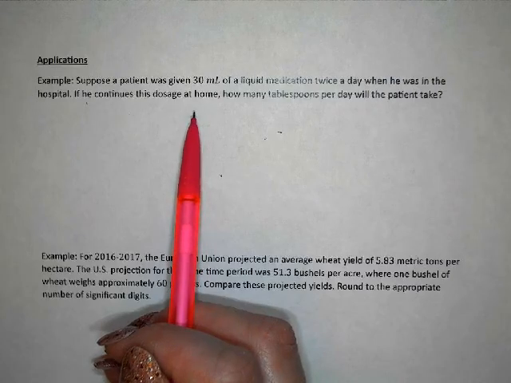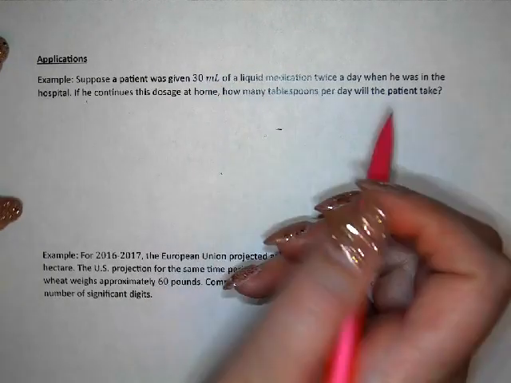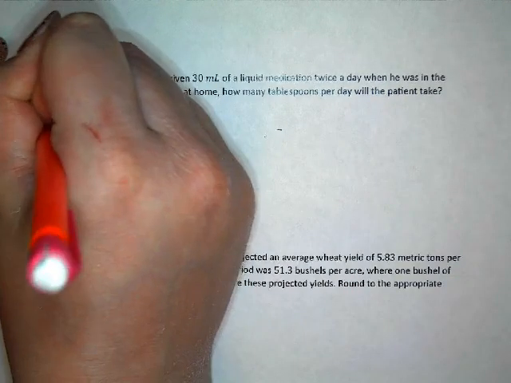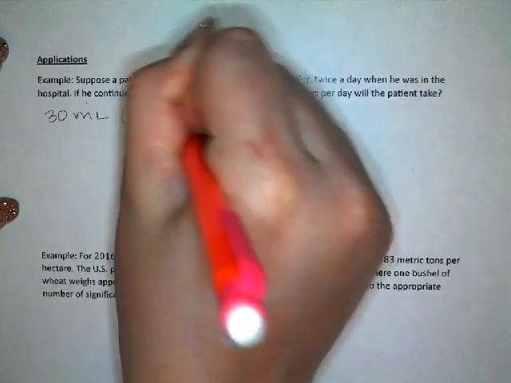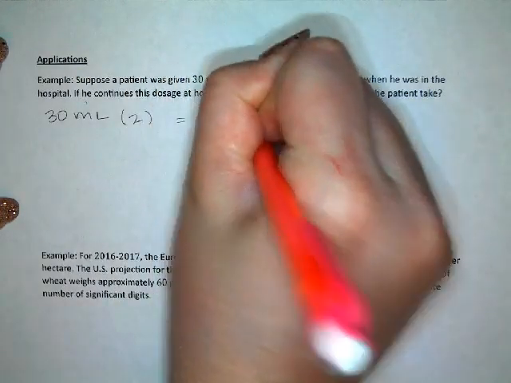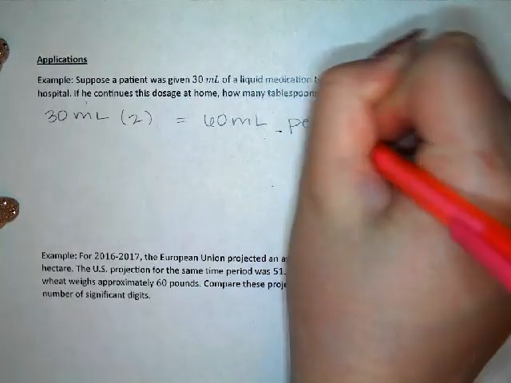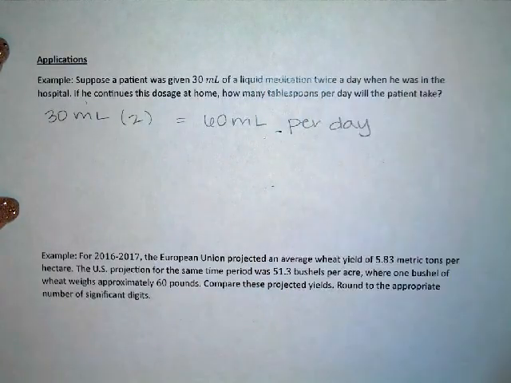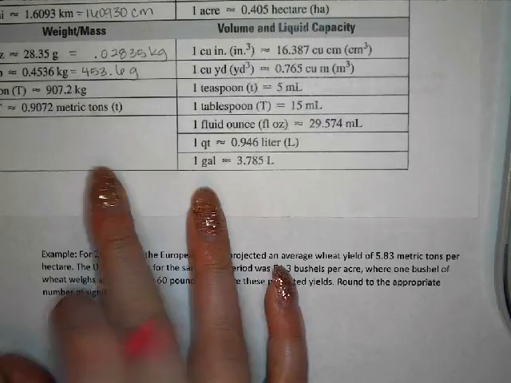So let's figure out how many milliliters he's taking in one day. So 30 milliliters twice a day would be 60 milliliters for one day, per day. And we want to figure out how many tablespoons that is. So we're going to take this, we're going to look at our liquids, and we're going to look at milliliters to tablespoons, 15 milliliters to 1 tablespoon.